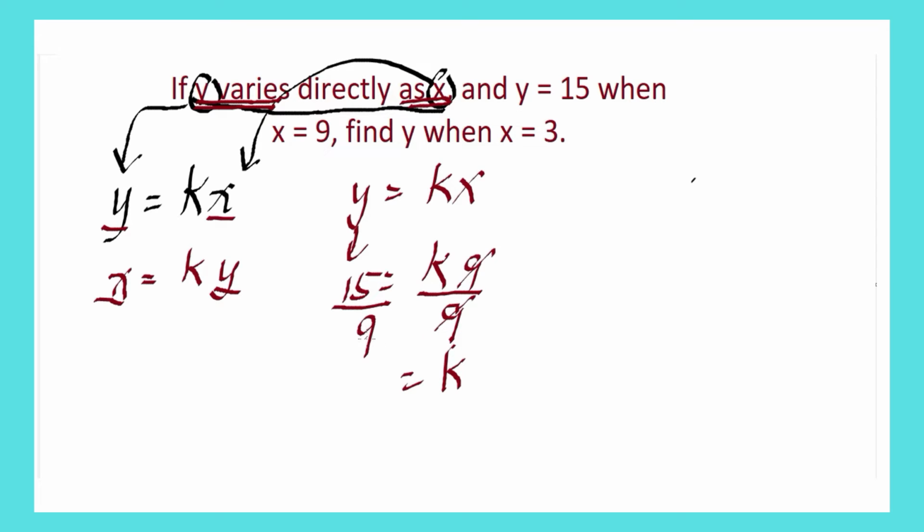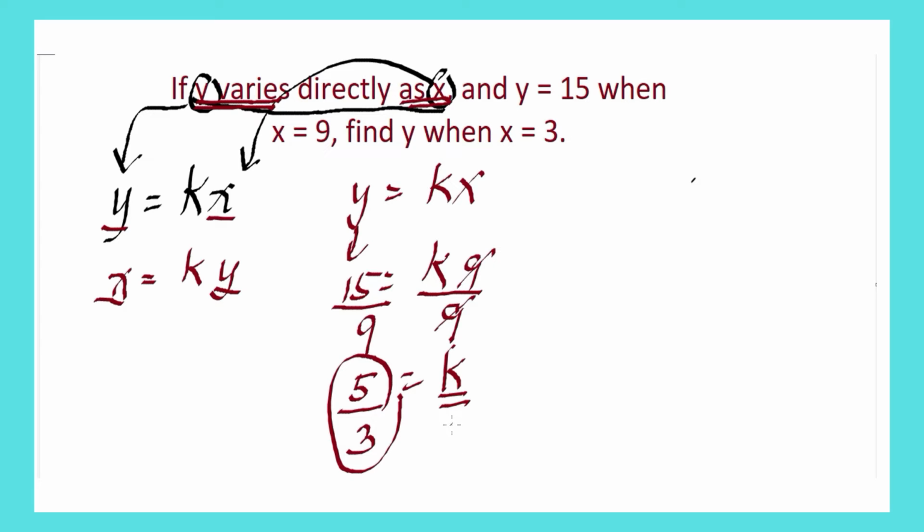So 15 over 9, you cannot divide 15 over 9, but you can simplify them. 15 and 9 have a GCF of 3. So 15 divided by 3 will give you 5, and 9 divided by 3 will give you 3. So the value of our k is 5/3.